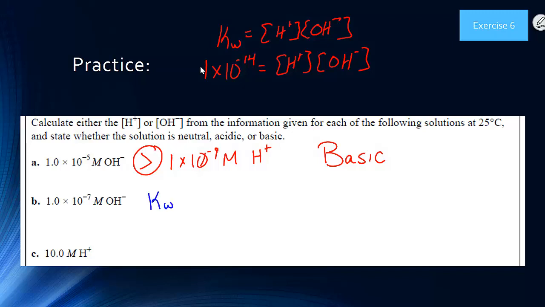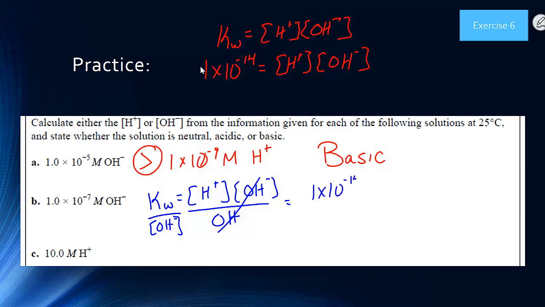Our equilibrium, our self-ionization of water, has to equal the concentration of hydrogen ions times the concentration of hydroxide ions. Again, since we have the concentration of hydroxide ions, we can divide by hydroxide on both sides to determine the concentration of hydrogen. So 1 times 10 to the negative 14th divided by 1 times 10 to the minus 7th will give us the concentration of hydrogen ions, which comes out to be 1 times 10 to the minus 7th.